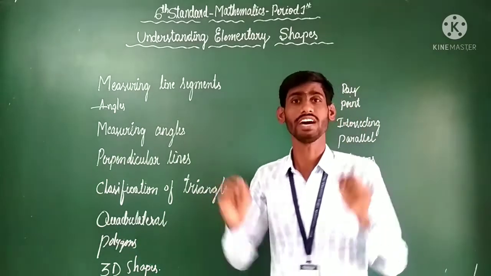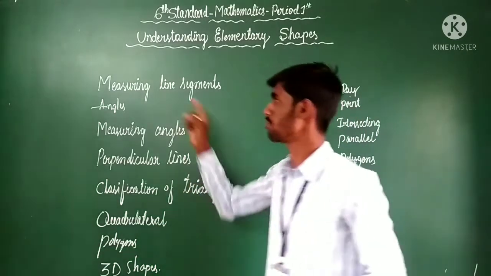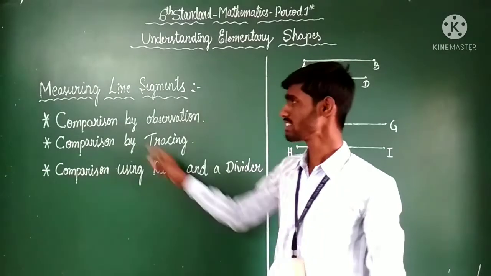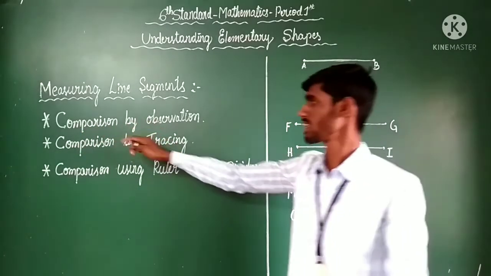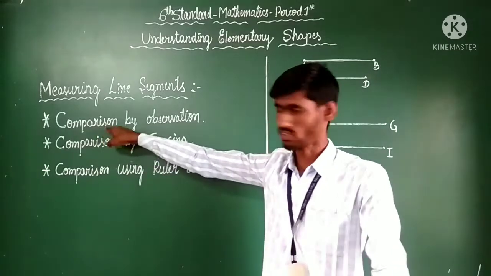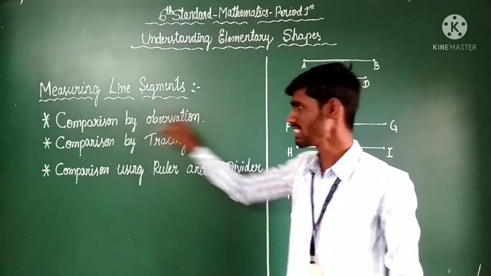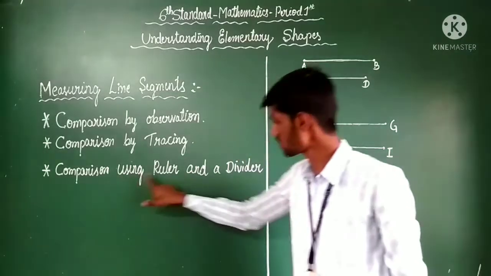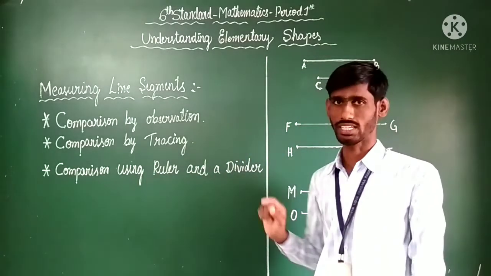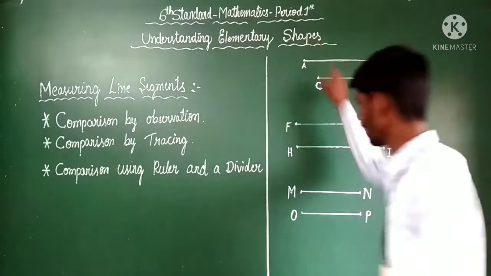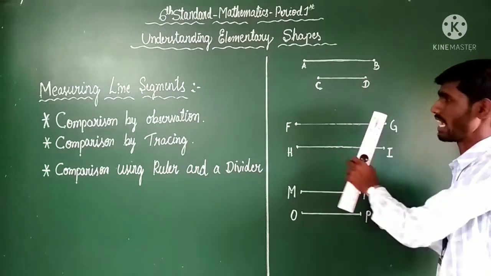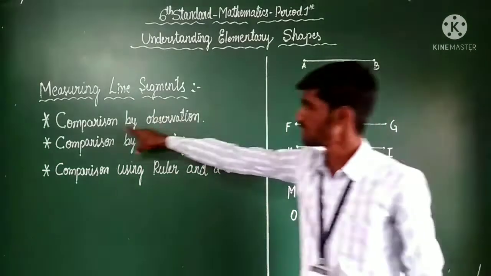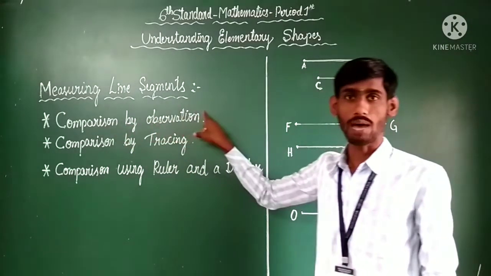Dear children, at very first, let us discuss measuring line segments. There are three methods. First one is comparison by observation. Second one, comparison by tracing. Third one, comparison using ruler and a divider. Here there are three pictures, three sets of line segments.